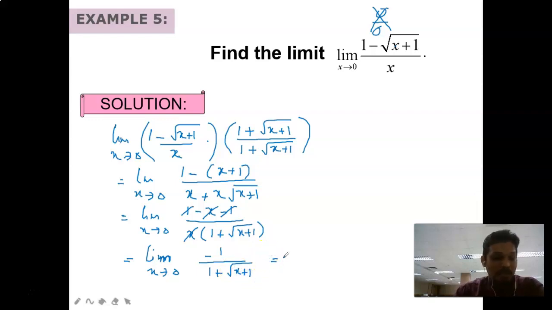Okay, so let's substitute the value of x here now. x equal to 0 here, so 0 plus 1 equals 1. Then negative 1 divided by 1 plus 1 equals negative 1 over 2.